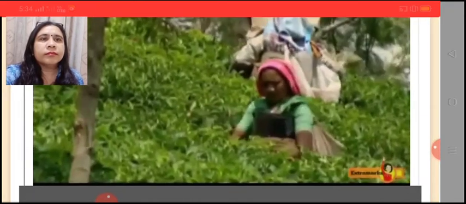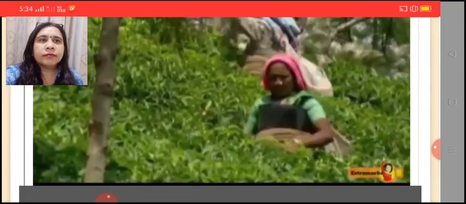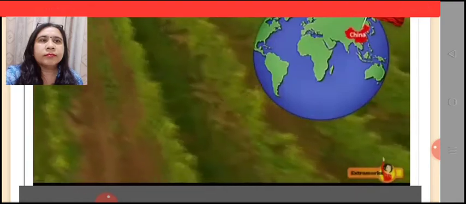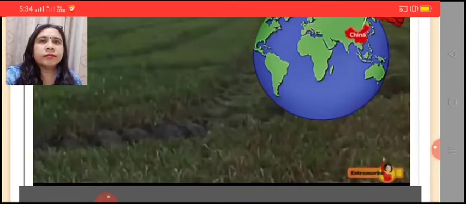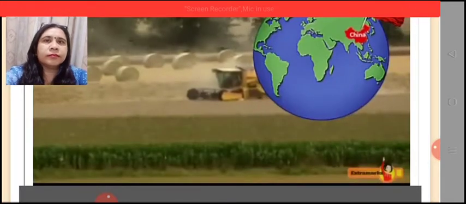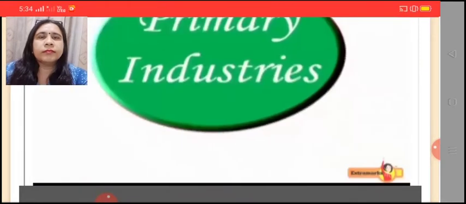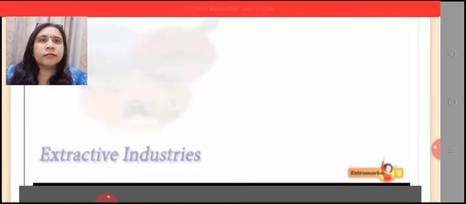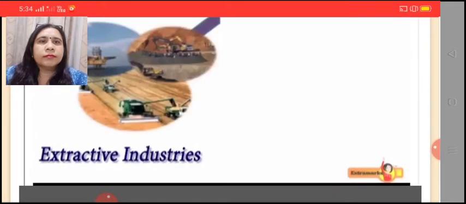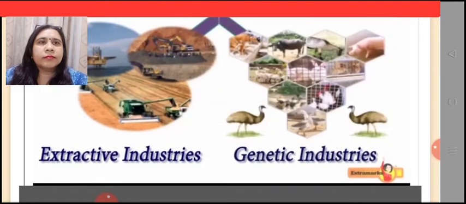These industries comprise a larger sector in developing countries, with China topping the charts in terms of highest agricultural output in 2011. Primary industries may be divided into extractive industries and genetic industries.